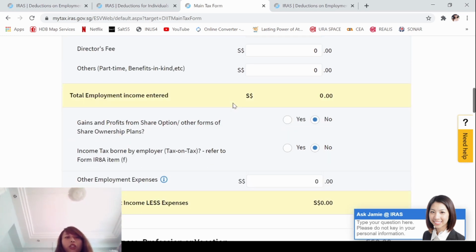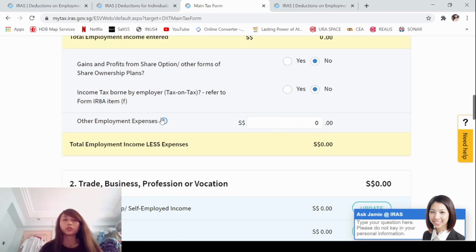Okay, then for the share option plan, if you have any share option plan you click yes. I will not go into these details because I believe not many people have share option plans. And for this tax on tax, what is this? It means that your employer has agreed to pay your income tax, and because of the income tax that they pay for you, there will be a tax on tax effect.